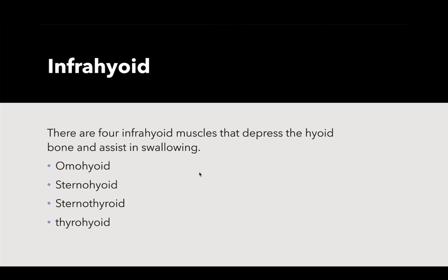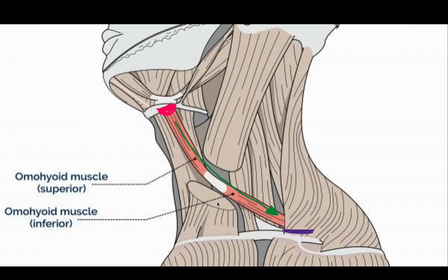There's also 4, and they depress the hyoid bone and assist in swallowing. There's the omohyoid, sternohyoid, sternothyroid, and the thyrohyoid. This muscle originates at the sternum and then ultimately inserts at the hyoid bone, and the line of pull is represented by that green arrow.